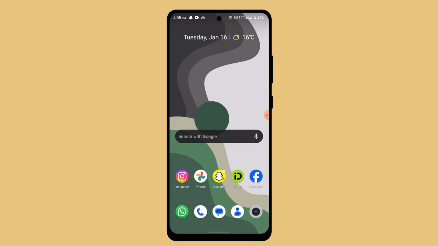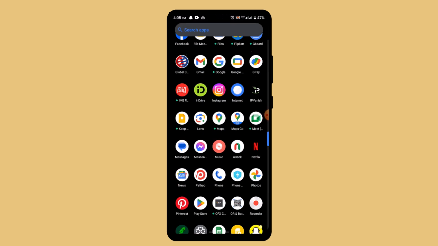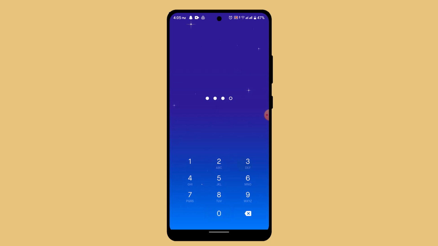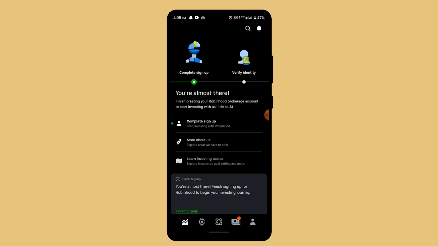So for that, first things first, you'll have to open up Robinhood and then log into your Robinhood account. Once you're logged in, that's going to take you to an interface something like this. Before you do this procedure, make sure that your account is verified.